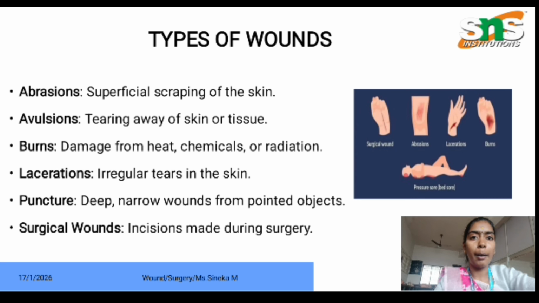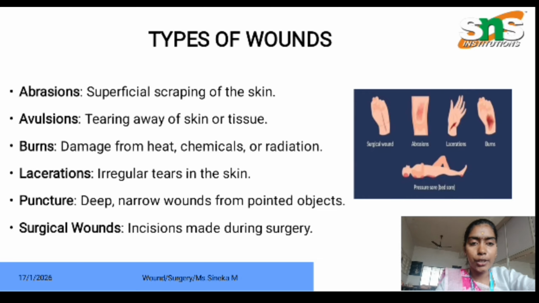First one is abrasions. Abrasion is the superficial scraping of the skin. The skin will scrape away superficially. Next is avulsion, tearing away of skin or tissue from our body. Third one is burns, damage from heat, chemical or radiation. It will affect our skin layers, dermis, epidermis and hypodermis. This depends upon the burn's severity.